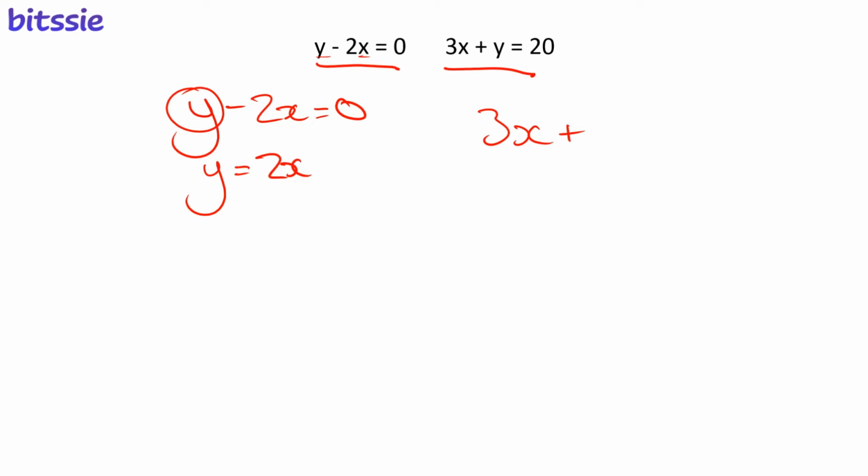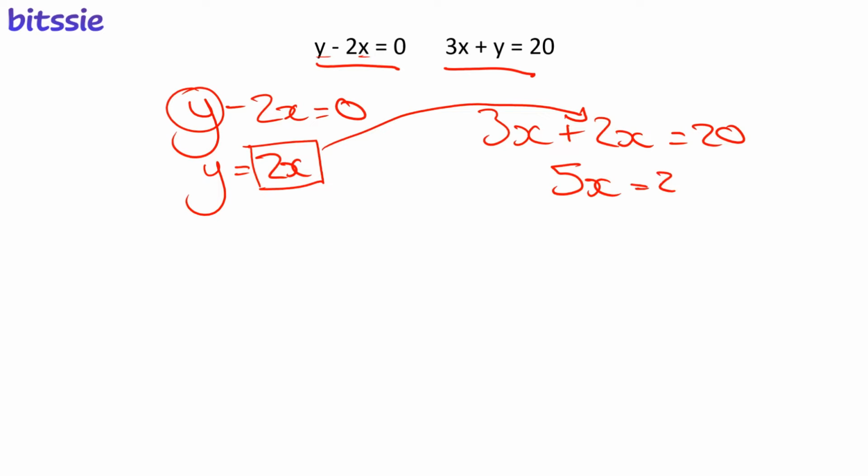And then let's write out our second equation. But instead of writing y, since we know that y is equal to 2x, we can just take that directly there. 3x plus 2x equals 20. We can then collect like terms to give us 5x equals 20. Divide both sides by 5 to give us x equals 4.